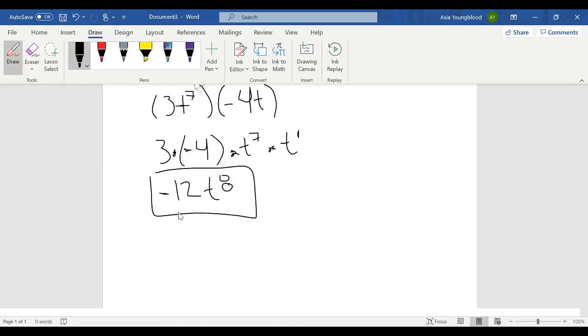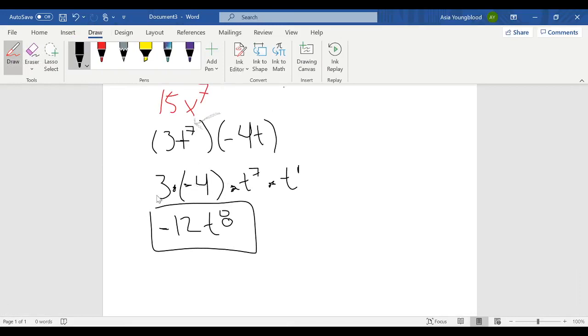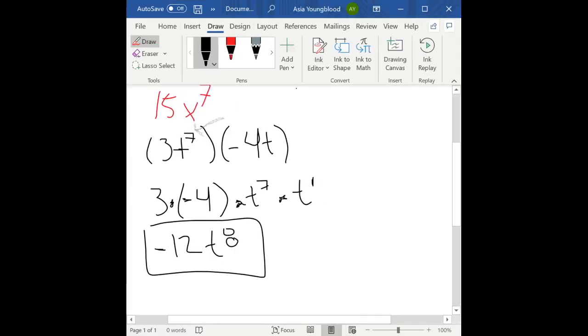All right. So the class finished this problem. All we did was do 3 times -4 to get -12. And then we added these exponents. 7 plus 1 gets us 8. So again, if you expanded this, you would have 7 t's plus 1 t gets us 8 t's. So let's switch back to the video and make sure we didn't miss anything.